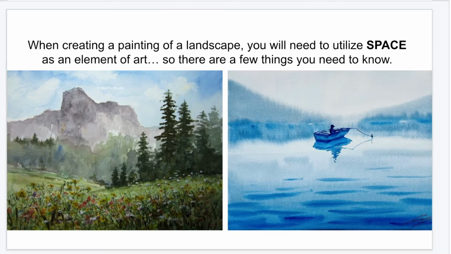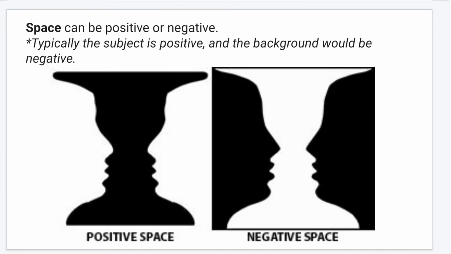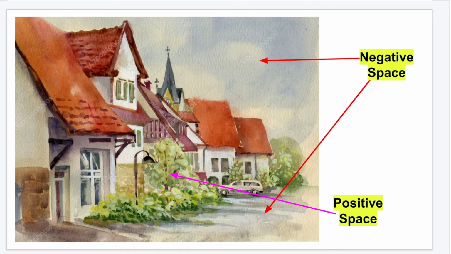When creating a painting of a landscape, you will need to utilize space as an element of art. So there are a few things you need to know. Space can be positive or negative. Typically, the subject is positive and the background would be negative. Here's an example in a watercolor painting.